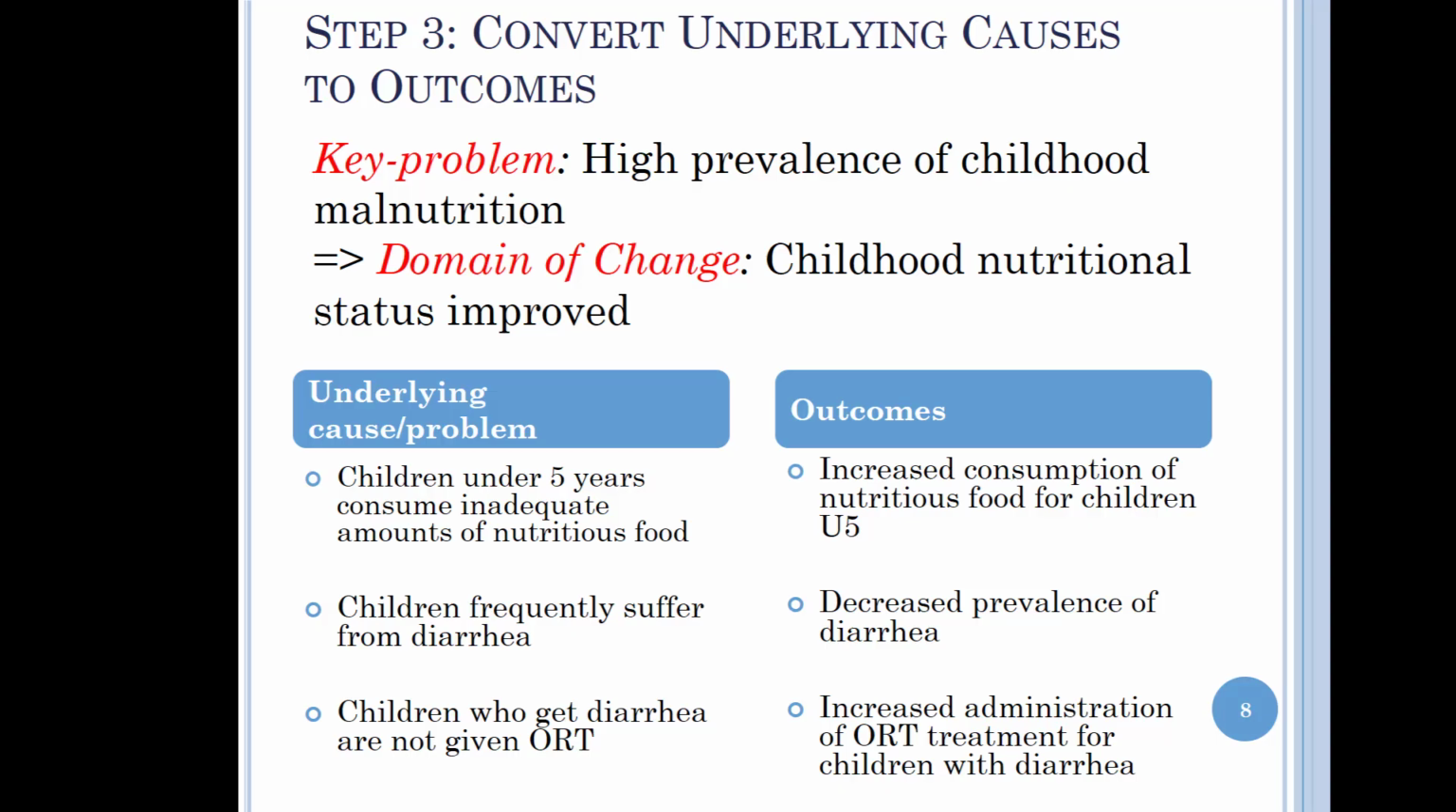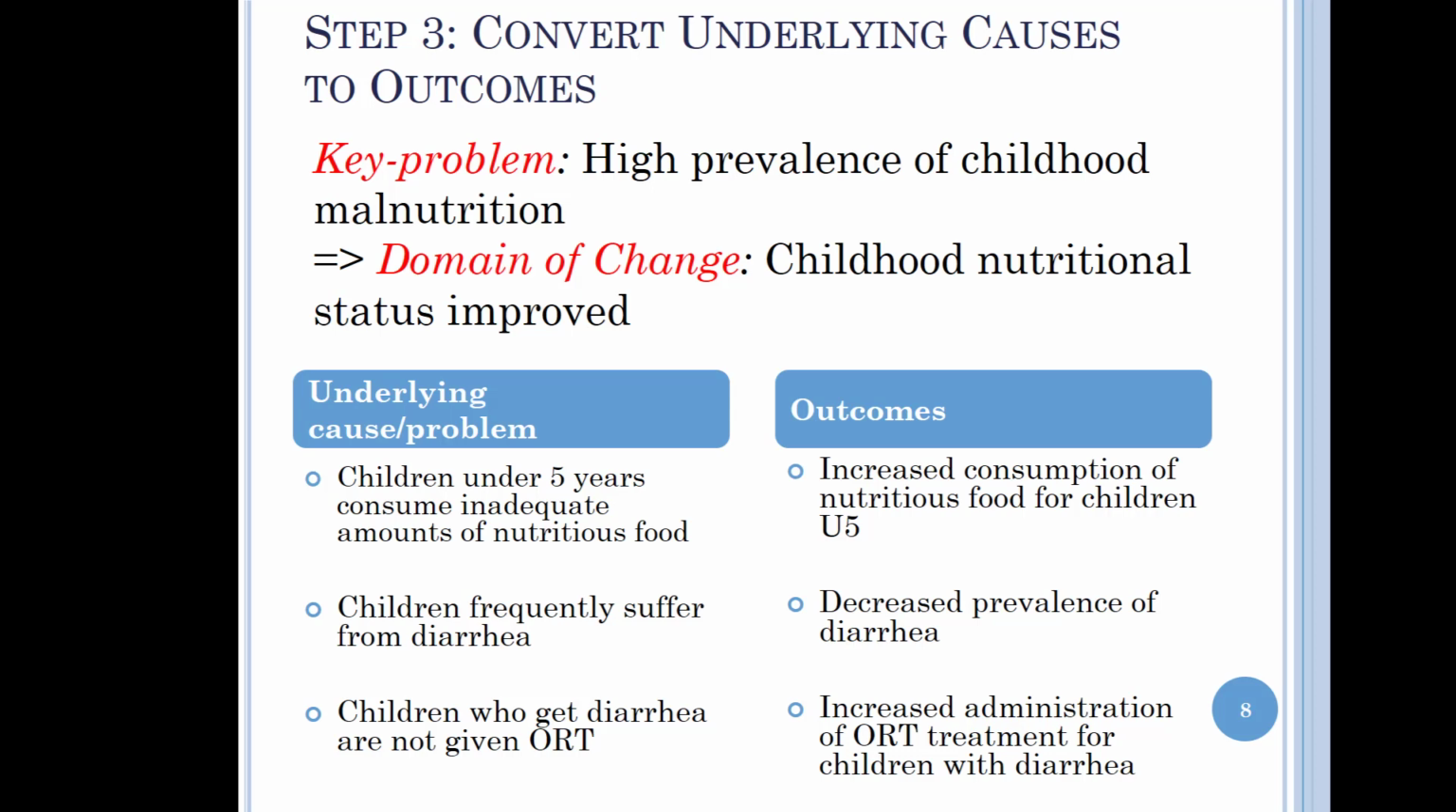After drafting a goal and converting key problems to domains of change, we now begin to move through the problem tree to the myriad of underlying causes that we have found. Convert each underlying cause, each of these single problems, in a similar manner, ensuring that you restate each problem as a result. The language should, once more, convey a condition already resolved rather than something that will happen in the future or an action. For example, the key problem, high prevalence of childhood malnutrition.